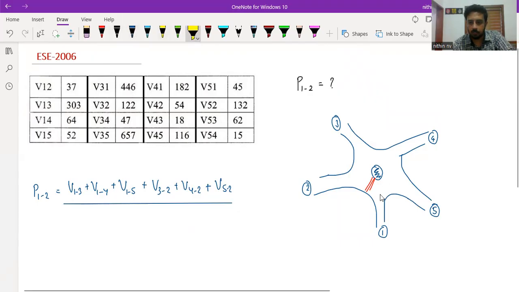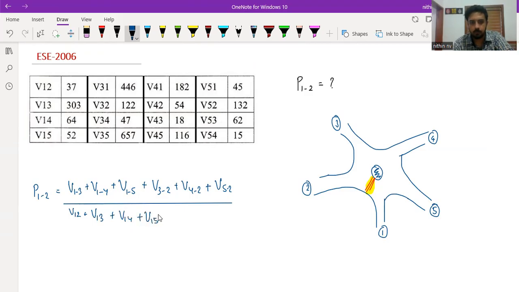Everything which are using that portion, which is this shaded portion. So what all vehicles will be using that? Whether 1 to 2 will be using? Of course, yes. So 1 to 2 is going to use it. Then 1 to 3, of course. 1 to 4, of course. 1 to 5, of course. Now, all the things from 1 is over.